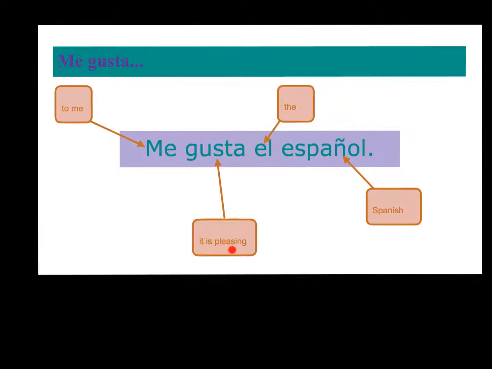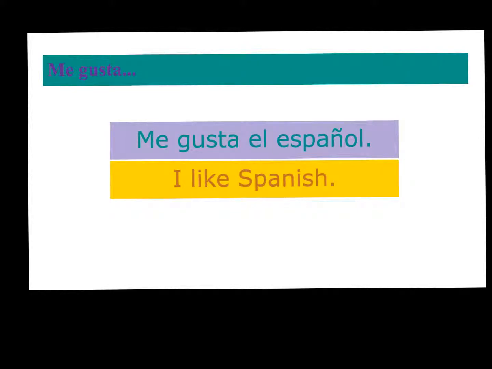Literally, the Spanish, it is pleasing to me. This seems very strange to us literally, but it's the completely natural way to a Spaniard of saying I like Spanish. So there is no other way of saying this than me gusta el español.